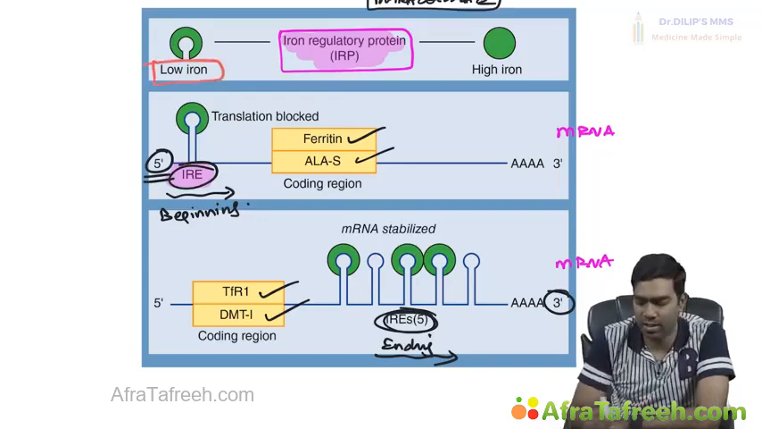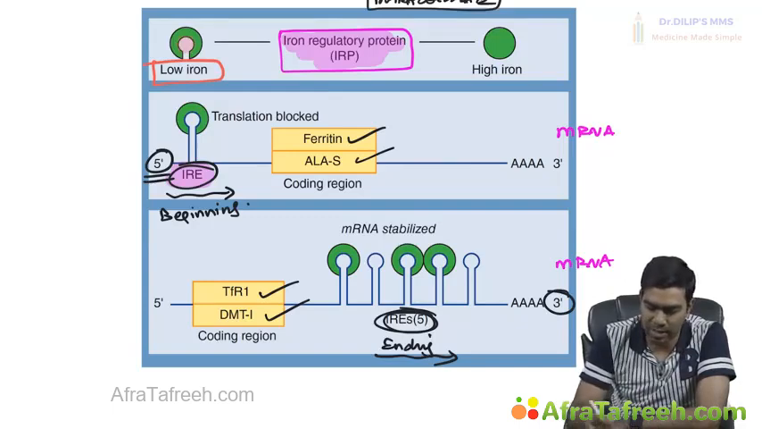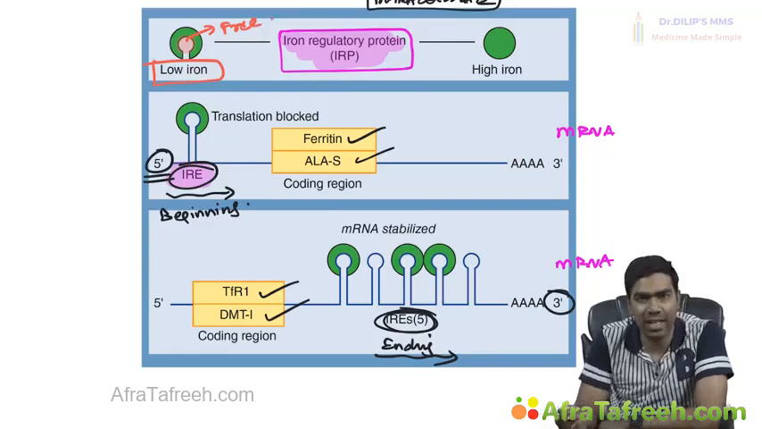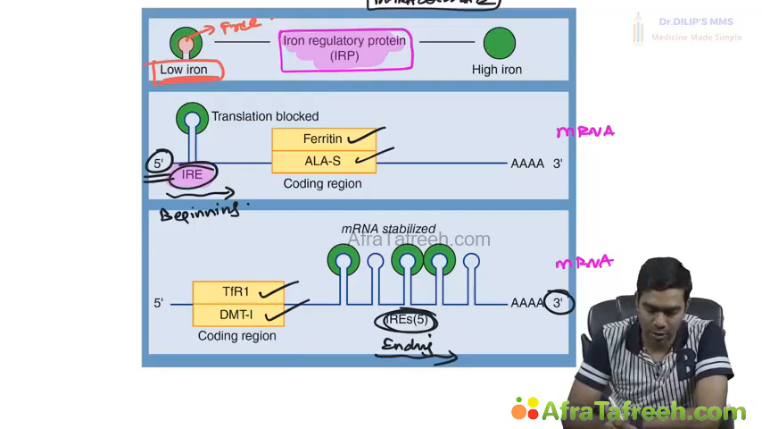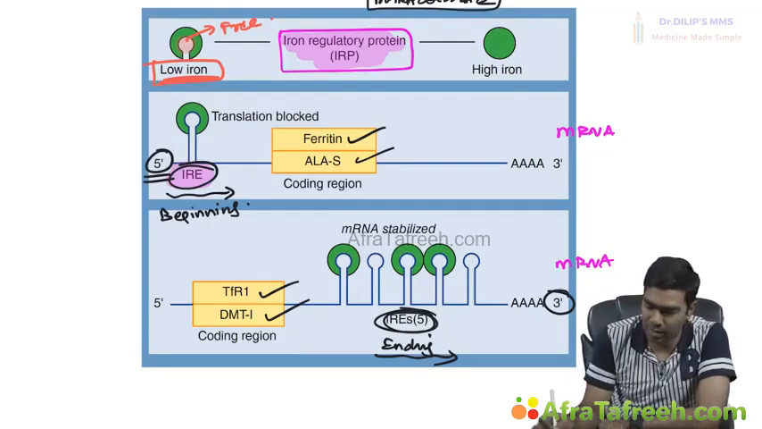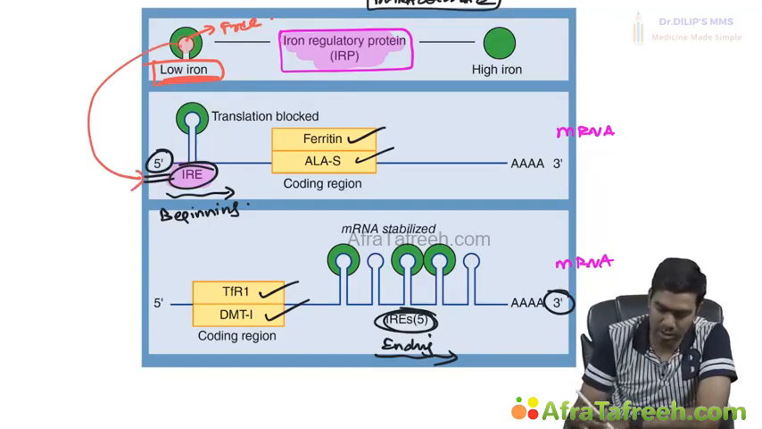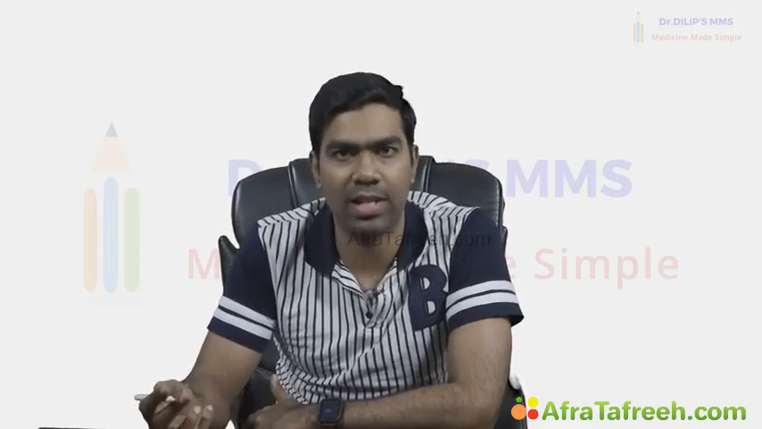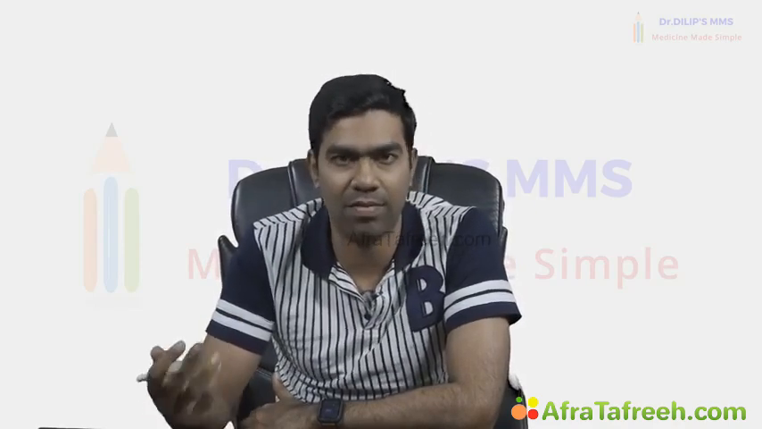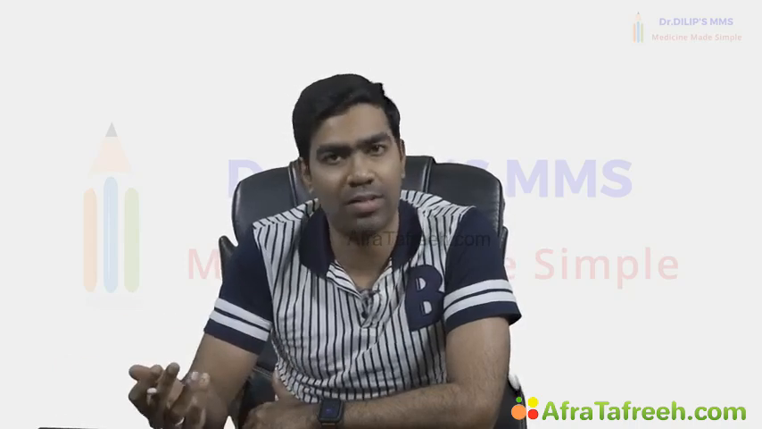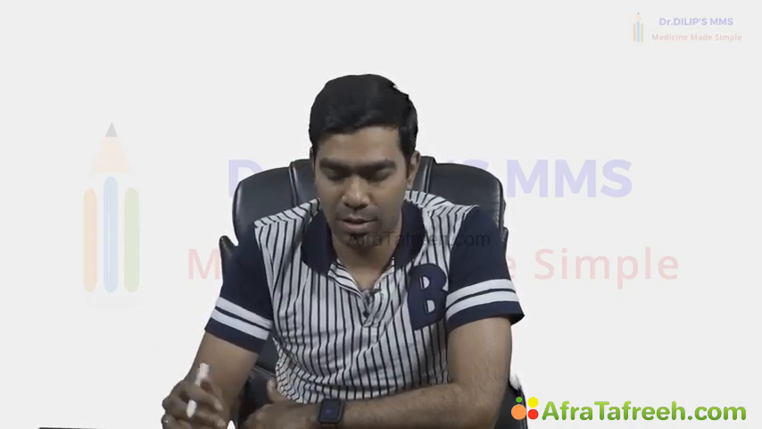In a condition where there is low iron, the iron regulatory protein binding sites, the iron response elements, are actually free. Because it's a low iron state, the iron regulatory protein cannot bind iron inside the cell. So this free iron regulatory protein is going to bind with the iron response elements. In states of high iron, they cannot bind; but when they are not bound to iron, they can bind with the iron response elements.